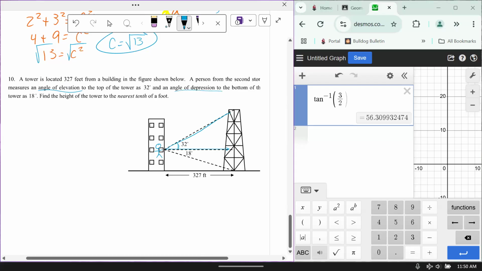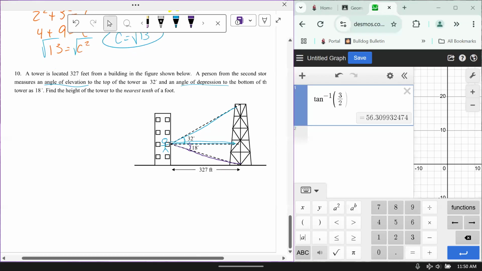And the angle of depression, so here's our horizontal line. Our angle of depression would be a line of sight below our horizontal line, which is right there, 18 degrees, to the bottom of the tower. Find the height of the tower to the nearest tenth of a foot. So we want to know what this height of the tower is, h.